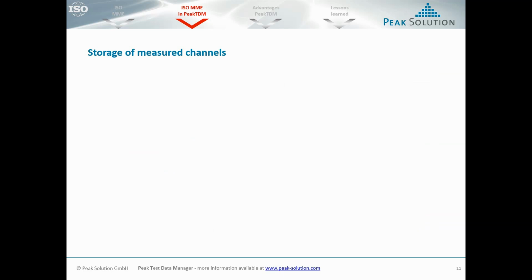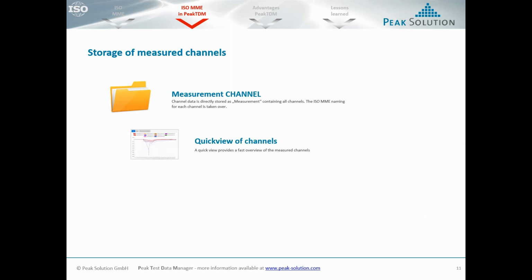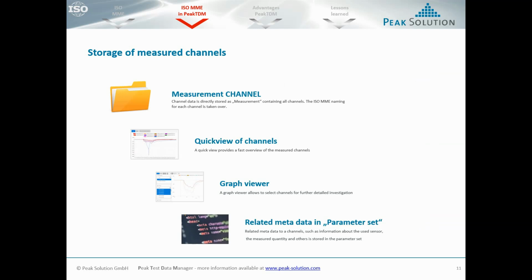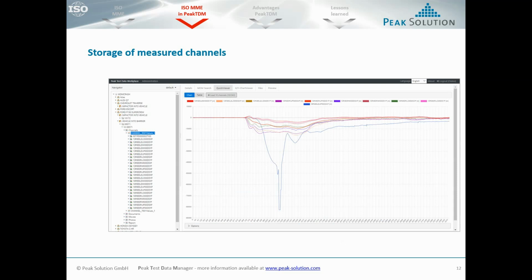The measured data by sensors is saved in its own folder structure, Channel. The naming of the channels remains the same as specified by ISO MME. Peak TDM allows to inspect the measured data directly using either the quick view or our standard graph viewer. For each channel, additional metadata, such as minimum or maximum, data type, and sensor-specific information, can be stored and displayed in the so-called parameter sets. Here, a short impression of the Peak TDM quick view for measured data.